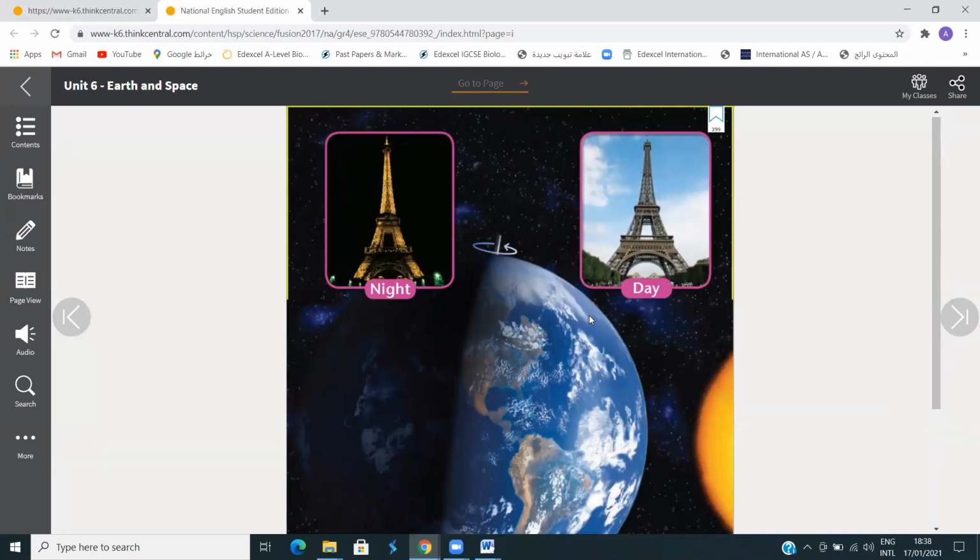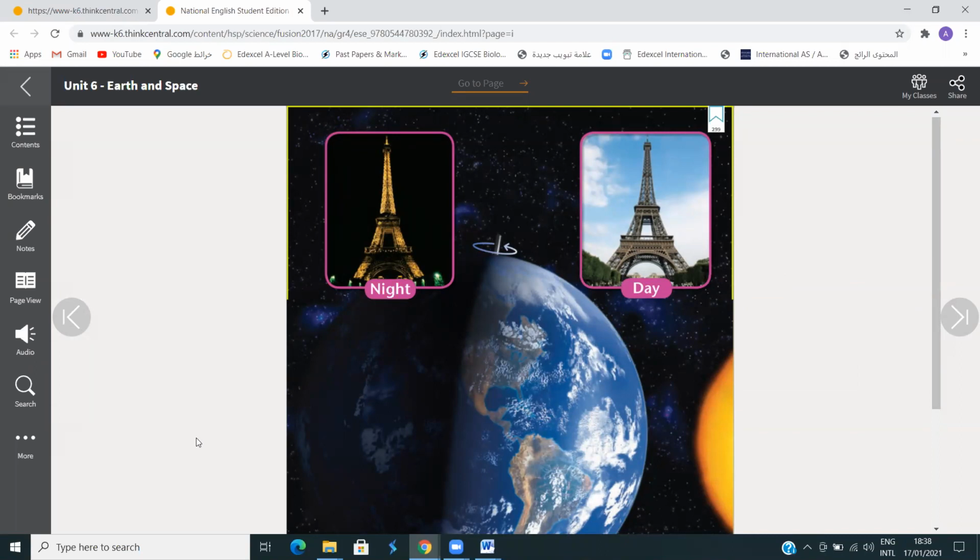The face or the side which faces the sun is called the day. The side which faces away from the sun is called the night. So the movement of the Earth, or rotation of the Earth around itself, around its axis, causes day and night once every 24 hours. You know? The day has 24 hours.